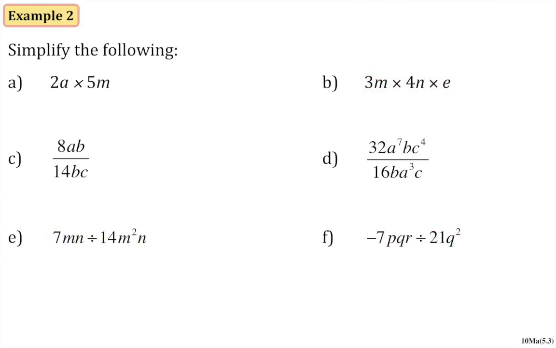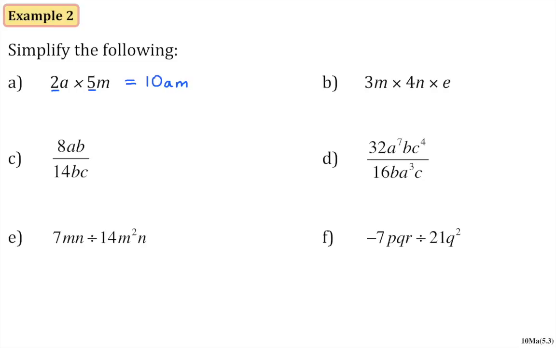Our second example involves multiplying and dividing. So when we look at part A, we're multiplying. So look at the two number parts. You have a 2 and a 5. 2 times 5 is 10, and we have the letters A and M left over, so 10am is the answer to that one.